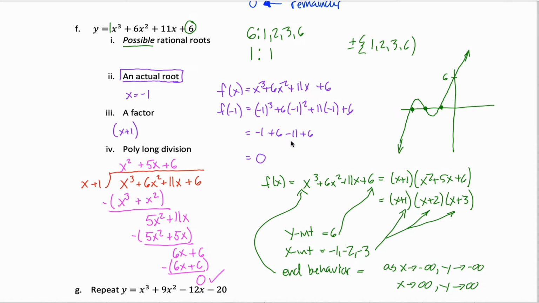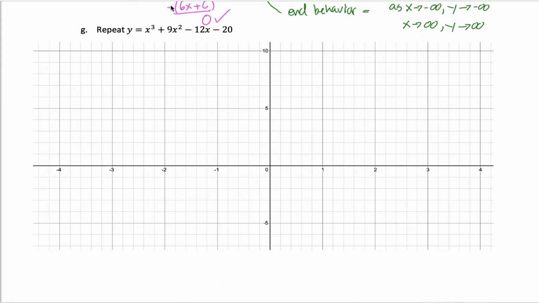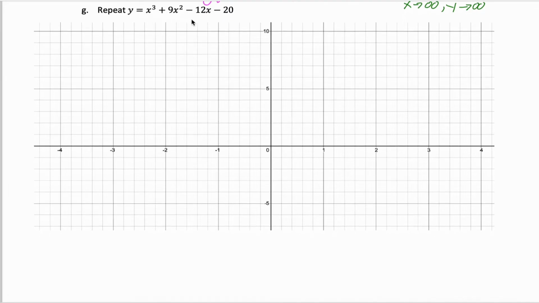But what I thought might be useful is just some repetition. All the different steps that you should expect to see if you're taking a test on this kind of stuff, but with different polynomials. So not just the same polynomial we used a few times, but for example, x cubed plus 9x squared minus 12x minus 20.